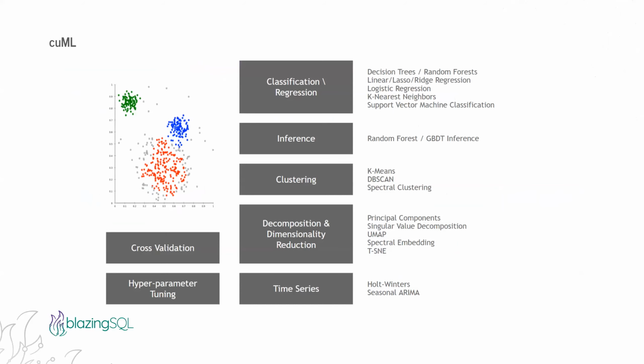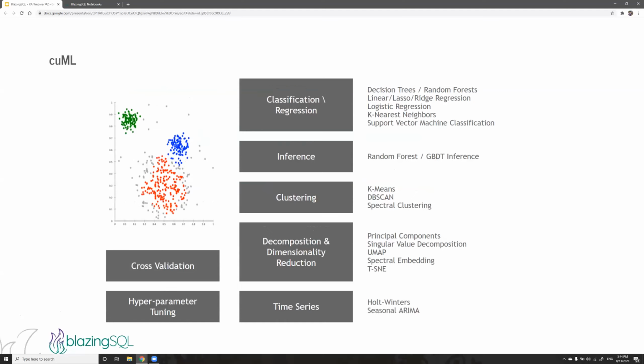Just real quick, showing off a variety of different things that have already been implemented in QML. These are a variety of the different algorithms that you can get, and they're growing by the day. There's a pretty big team at NVIDIA that actually writes a ton of this, incredibly smart crew. And yeah, all of this is a really interesting project inside the Rapids ecosystem.